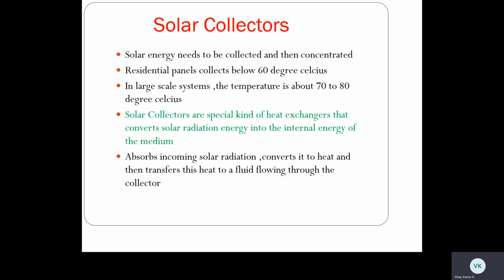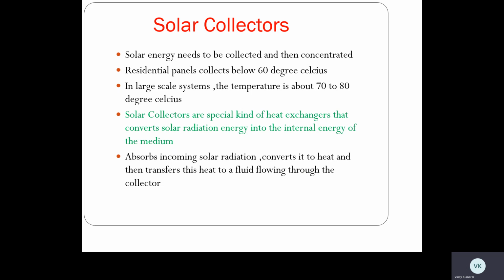So absorbing incoming solar radiation and converting it into heat, and then transferring this heat to fluid flowing through the collector. Different collectors are there. These collectors will be having fluid contents, so we need to transfer the heat content of solar radiation into our fluids. This is the main working of solar collectors. Now, what are the main applications of solar collectors?